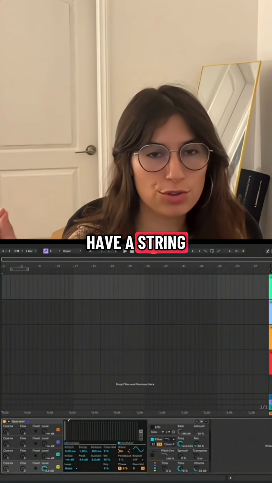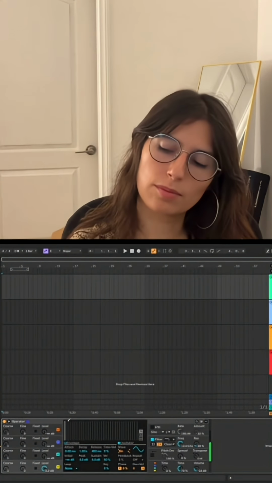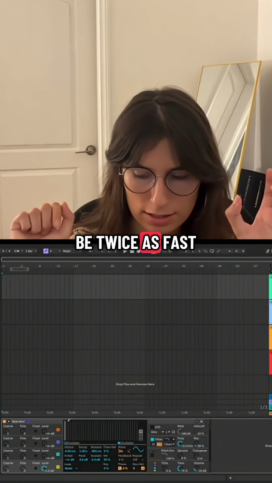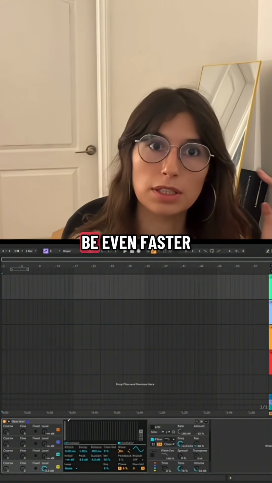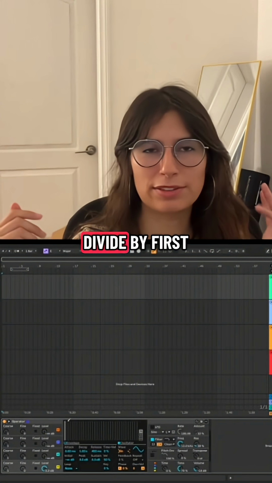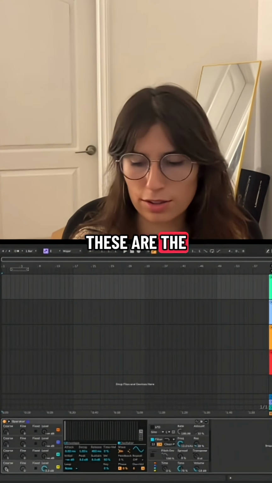Let's say we have a string that when we pluck it makes a certain frequency. Let's say it makes this frequency. If I cut that string in half, that frequency will be twice as fast. If I cut it into thirds, that frequency will be even faster, and thus the pitch will be even higher. That's the harmonic series, when we divide by first by 2, then by 3, then by 4, and so forth. And these are the notes we would get.